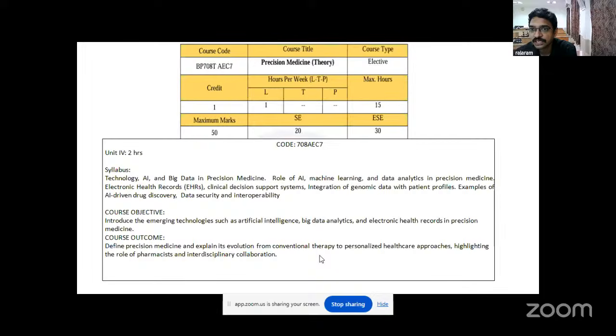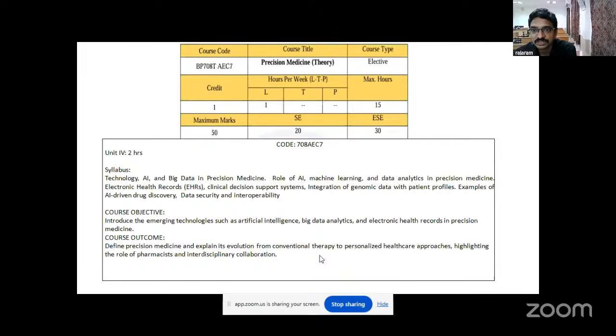The course objective is introducing the emerging technologies such as artificial intelligence, big data analytics, and electronic health records in precision medicine. Apart from our students being thorough with AI, we can see that in this subject they have added big data analytics, particularly taking data from hospitals and large data sets from insurance companies, as well as electronic health records. Converging all this data and analyzing it, using R language, Tableau, and different statistical methods. So we can see here artificial intelligence with big data analytics and electronic health records used in precision medicine.